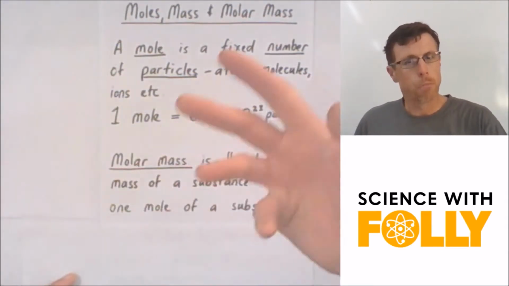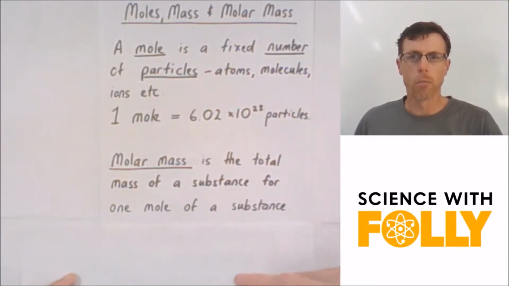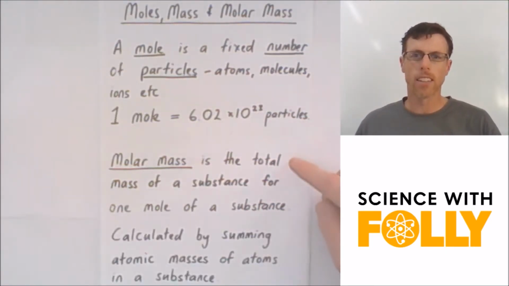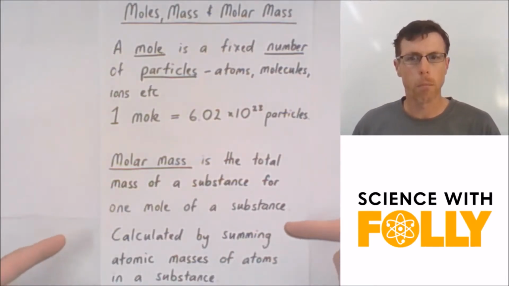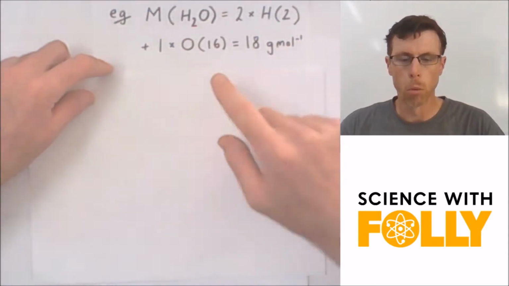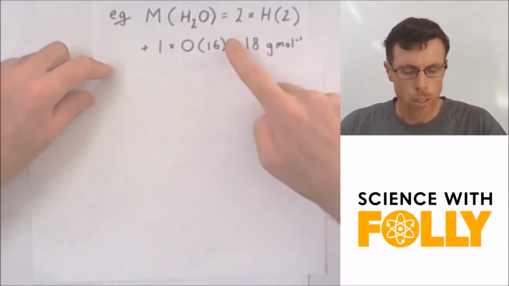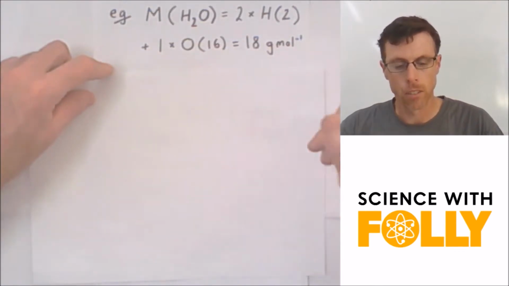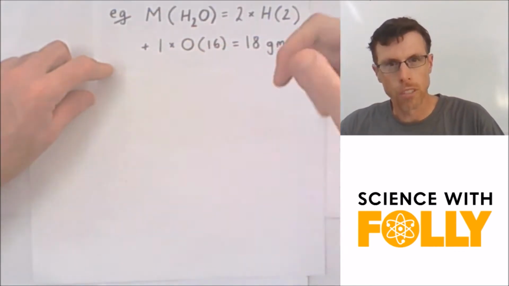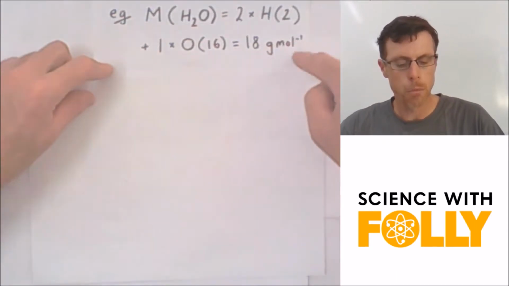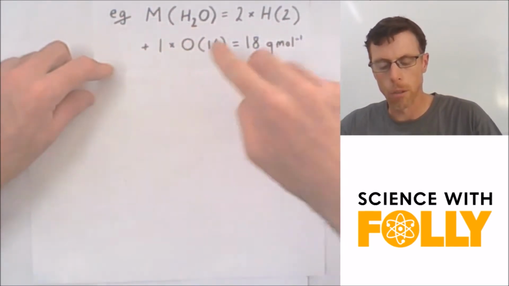And molar mass is pretty much what it sounds like. It's the total mass of a substance for 1 mole of the substance. And you can calculate it by summing or adding the atomic masses of atoms in a substance. For example, the molar mass of water, H2O, is 2 hydrogens, which each have mass numbers 1, so you've got 2, and 1 oxygen, which has a mass number of 16. And so in total, you've got 18 grams per mole. That is the measurement of molar mass.